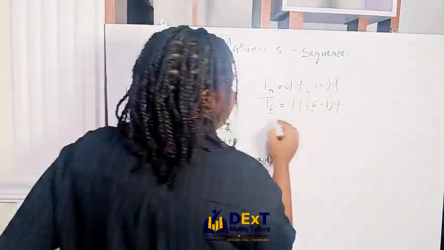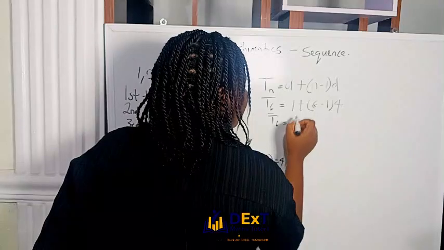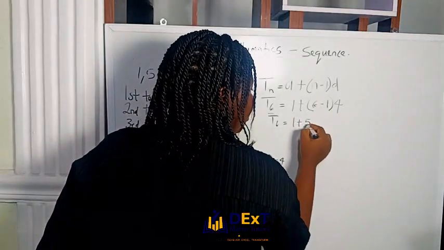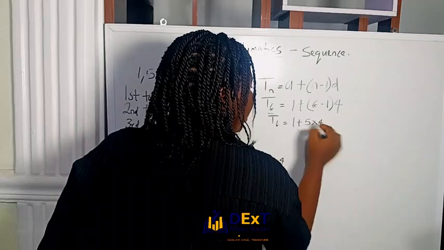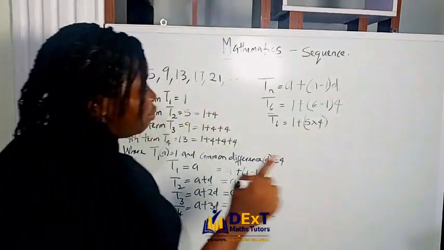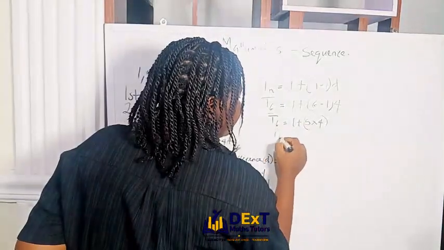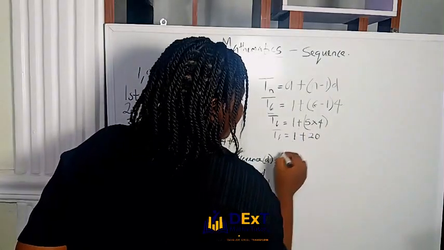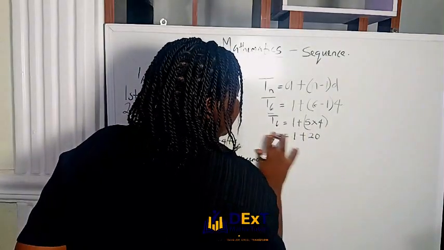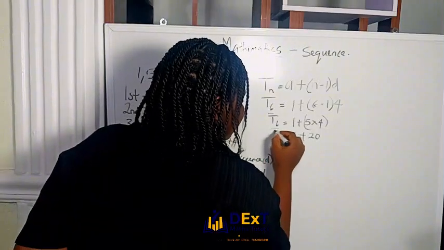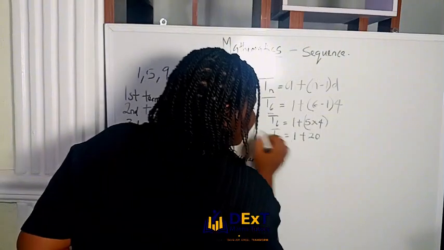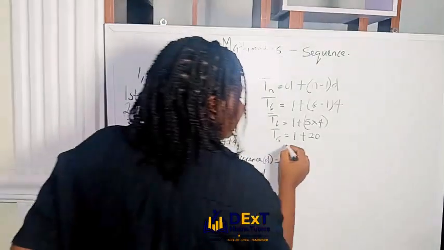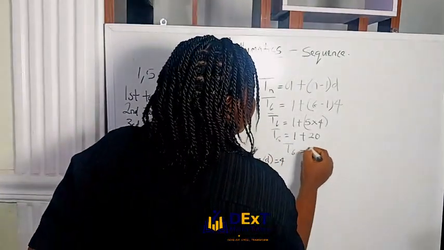With that, let's solve it to have T6 equals to 1 plus 6 minus 1 gives us 5. 5 times 4. Let's put this in brackets so that it will be easier to understand. We have T6 equals to 1 plus 5 times 4 gives us 20. Then we have our T6. Please, it is not T6, like it is not T times 6, it is T subscript 6. So you just write it down here. So our T6 therefore equals to 21.